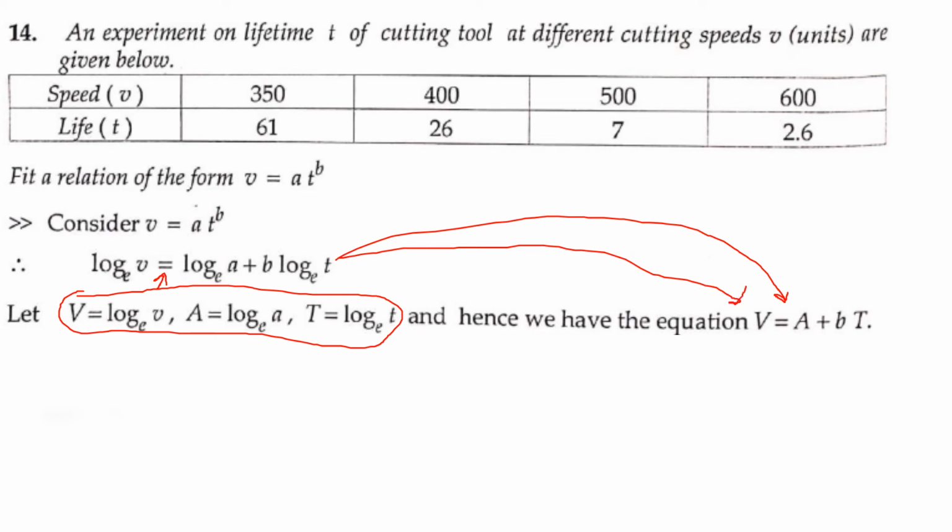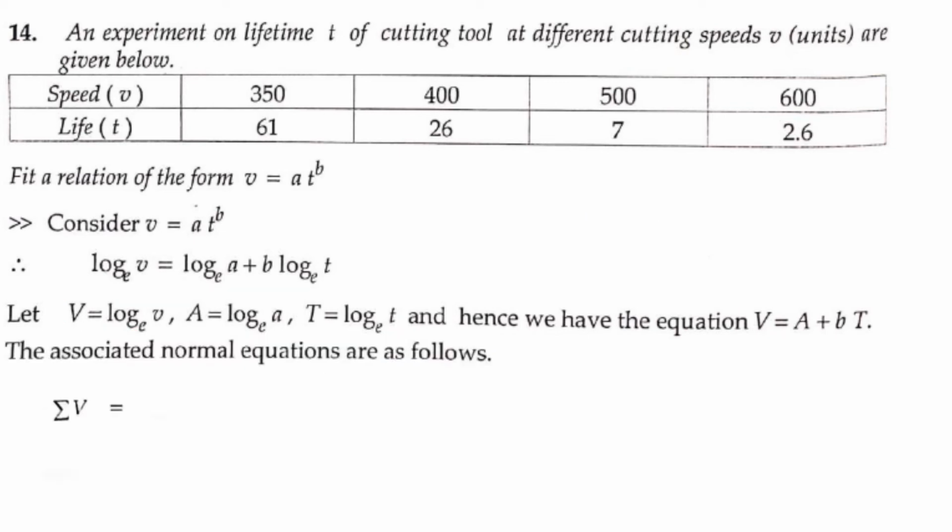Now for this linear equation, let us write the normal equations. We have already learned how to write the normal equations. Let us write down. Summation of V we write. Summation of V is equal to, yes, what we do usually, constant into n, nA plus b as it is, summation of T we write. Summation of T.